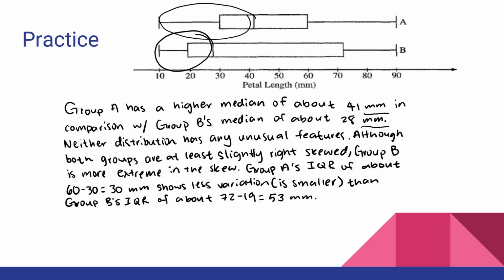So now we talk about the spread. So group A's IQR of about 60 minus 30, which is equal to 30 millimeters, shows less variation, is smaller than group B's IQR of about 72 minus 19, which is equal to 53 millimeters. So notice that for the IQR, I'm showing my work because they need to know where you're getting these numbers from. You can't just say 30 millimeters because the people grading your test don't know where you got this 30 millimeters from. You need to show your math for the IQR.